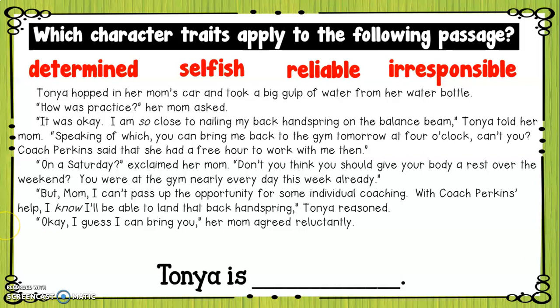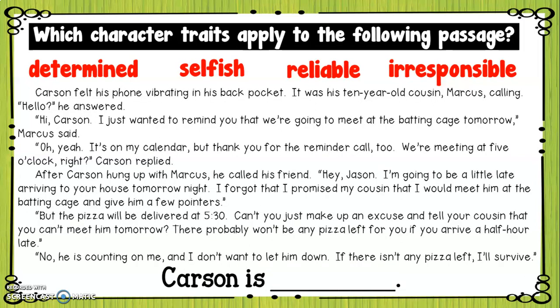What would describe Tanya here? Tanya is determined. I'd like you to pause the video here, read the passage. Once you have picked the word that describes Carson, unpause the video and see if you are correct.